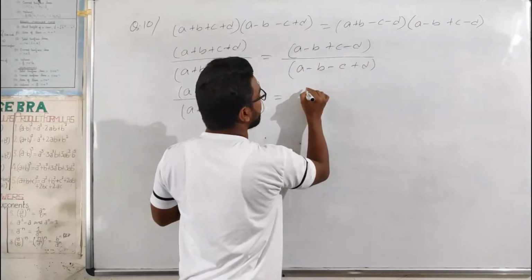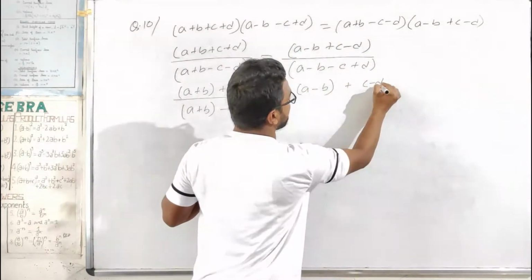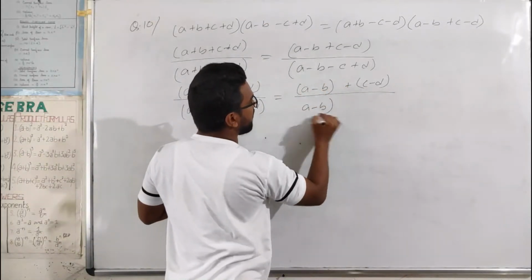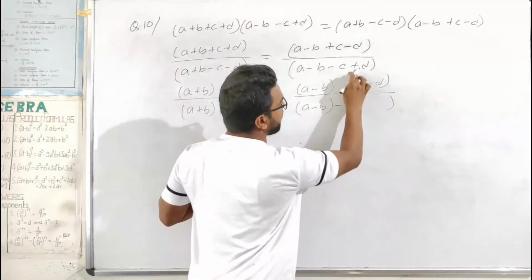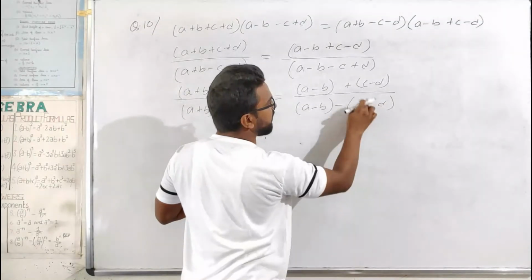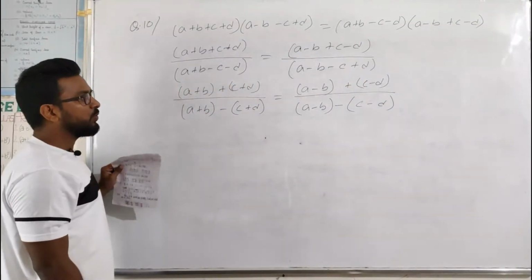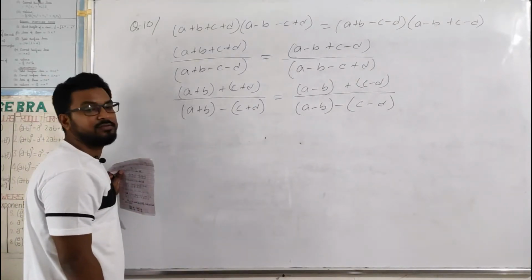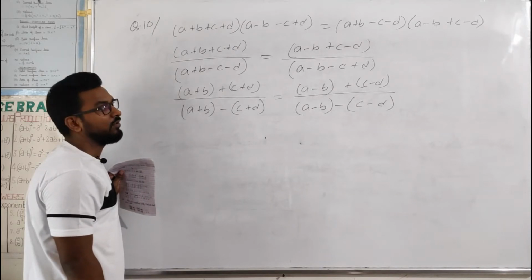Similarly in this case, you try to change into 2 different groups, plus c minus d. Here a minus b, and here the minus sign is here, right? So minus, so definitely the sign will change. This will become minus c minus d. Minus minus it will become plus. Now you see, this follows which formula? It follows the componendo and dividendo formula.